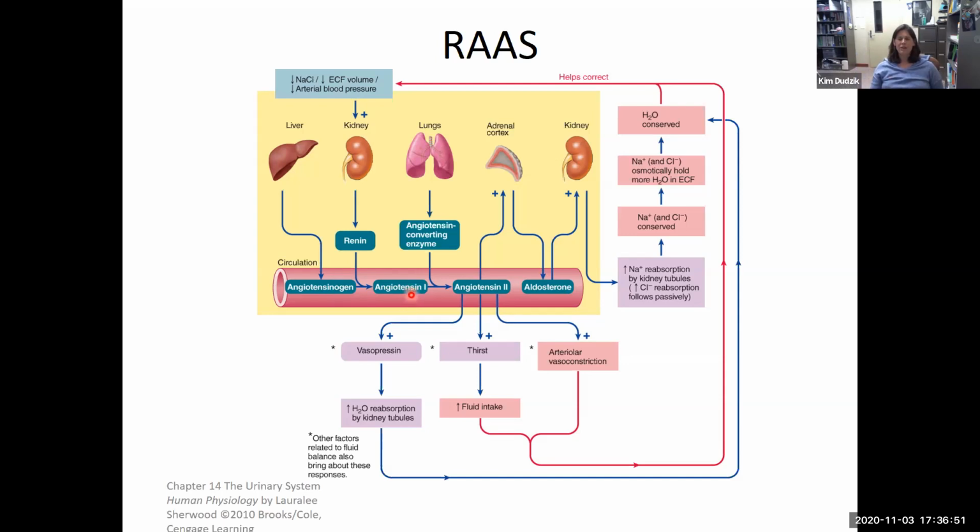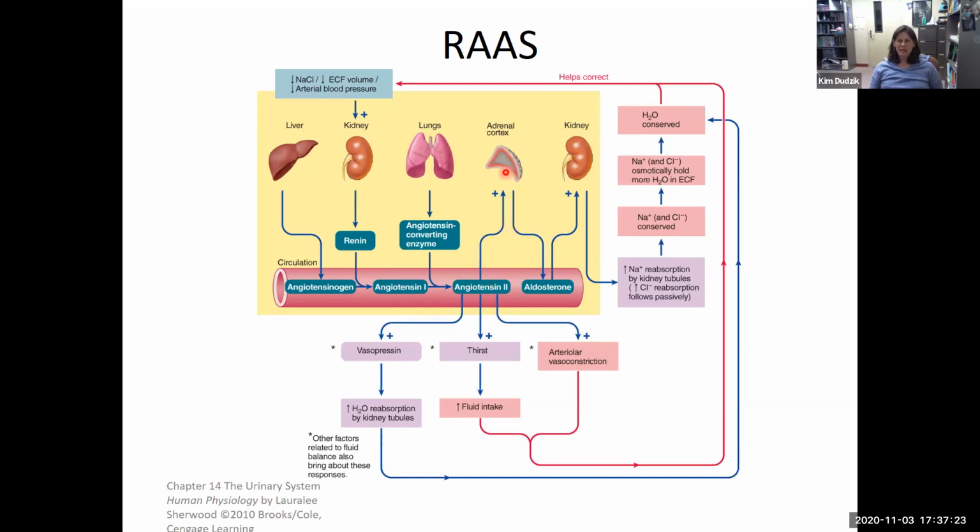As that gets around the capillaries in your lungs, it meets up with an enzyme. There's an enzyme that seems to hang out in the capillaries in the lungs. I'm not sure if anybody knows why. It's called angiotensin converting enzyme. That enzyme converts angiotensin 1 into angiotensin 2. Angiotensin 2 now courses through your bloodstream.